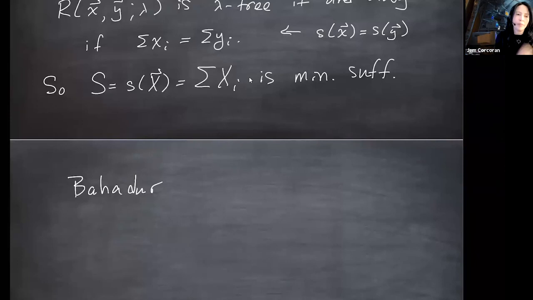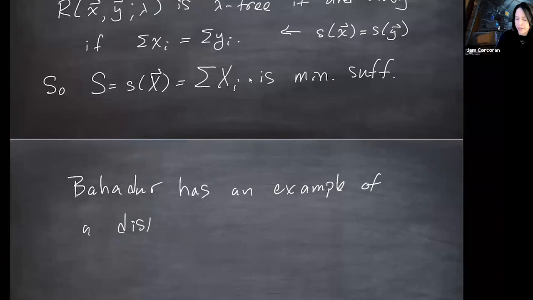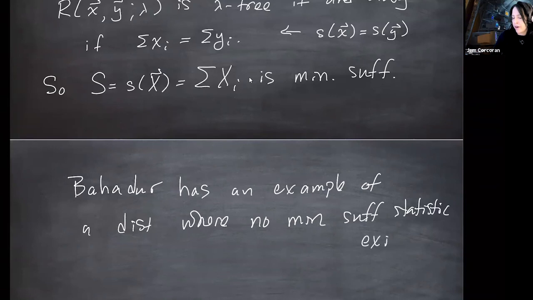I never remember the example. I'm going to try to find you a reference. So this guy has, I'm just going to write this for now, an example of a distribution where no minimal sufficient statistic exists. But you're not going to come across that. It was one of these strange pathological examples designed just to do that.